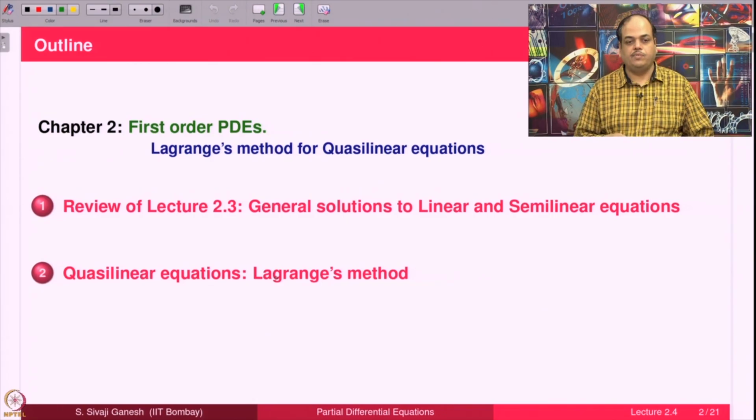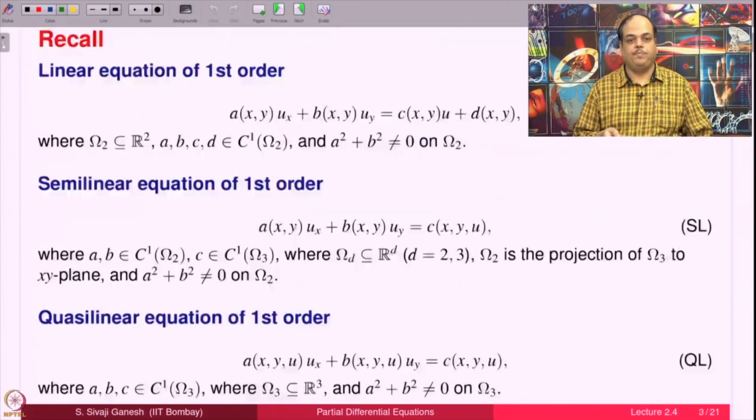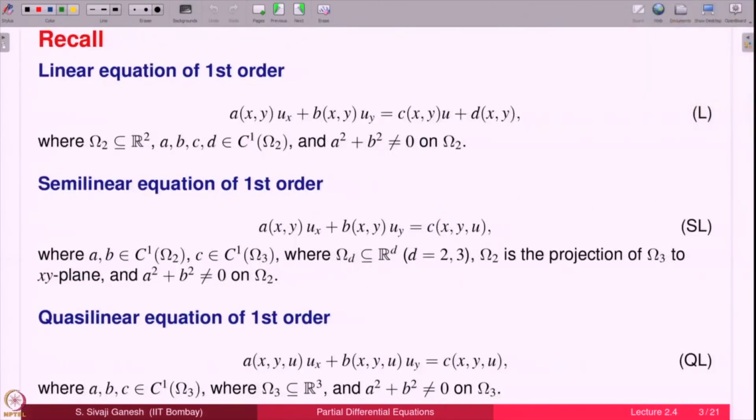How the ideas from linear and semilinear can be extended to the case of quasi-linear equations, whether it is possible or not, we are going to see, and which part of this method for linear and semilinear can be extended, which cannot be, we will see that as well. So, let us recall just to reinforce the notations.